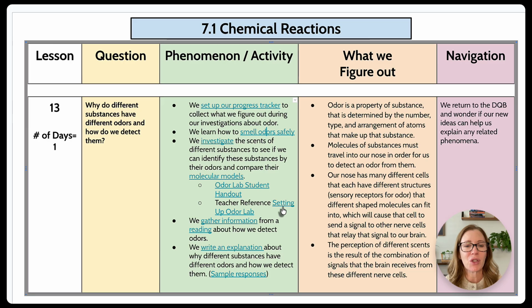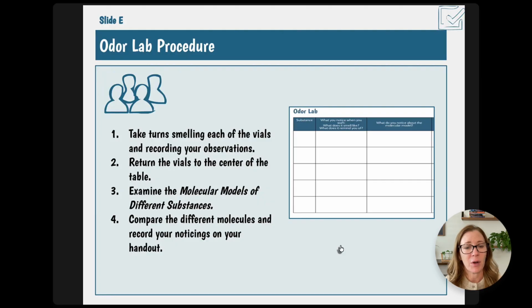Then you're going to investigate the scents of different substances. Now here is the slide to support you. There is a handout you will pass out. It's called the Odor Lab. They're going to be smelling 4 different substances. You can add another essential oil if you want. And then they're going to put what they notice about what does it smell like, what does it remind you of, and what do you notice about the molecular model.